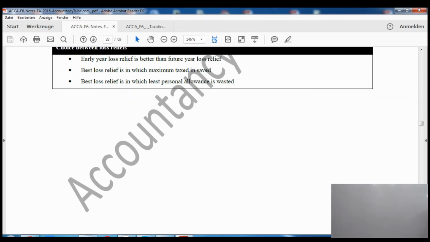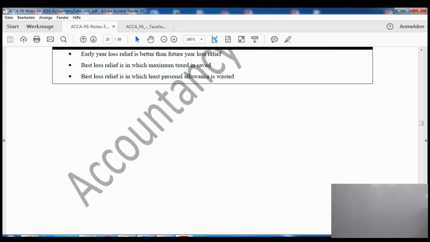So it says earlier loss relief is better than the future period. Then the best loss relief is the one in which the maximum tax is saved. So it is an obvious one. The best loss relief is the one where we save the maximum amount of tax. And finally, it says the best loss relief is the one in which the least personal allowance is wasted.